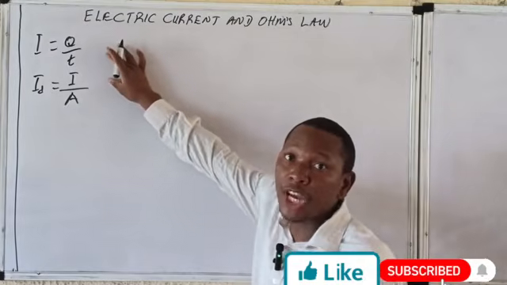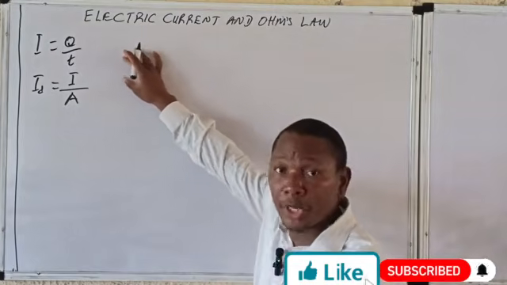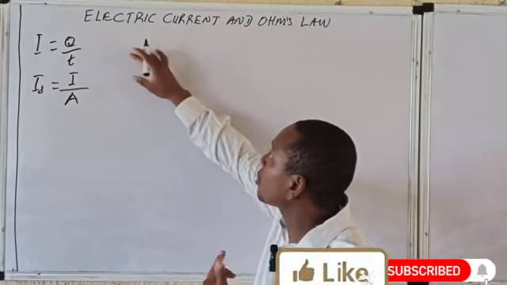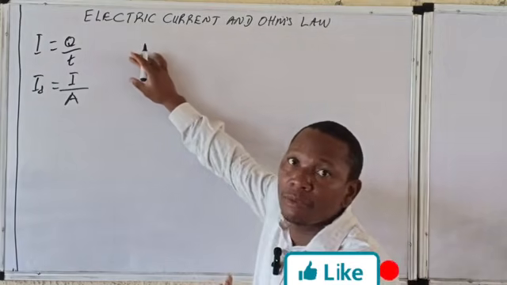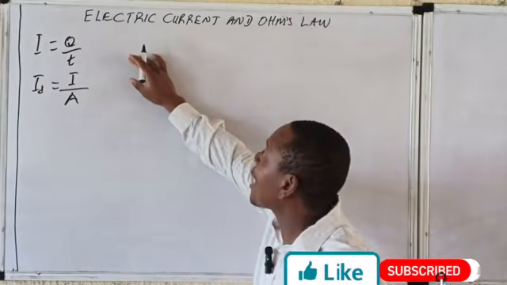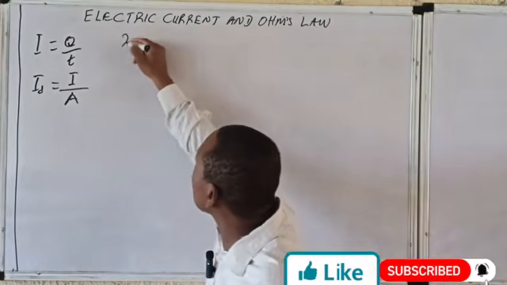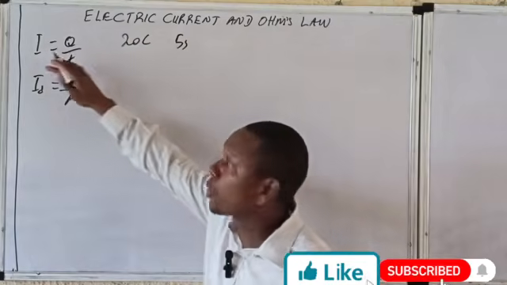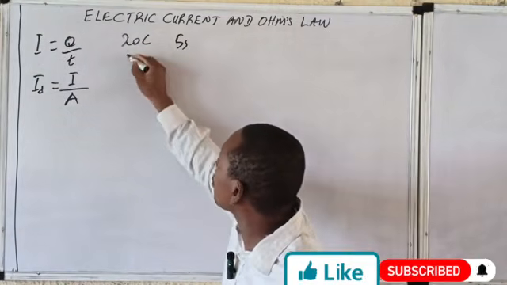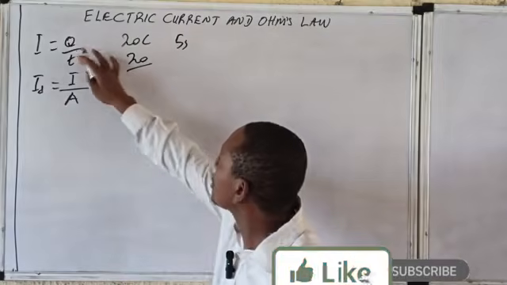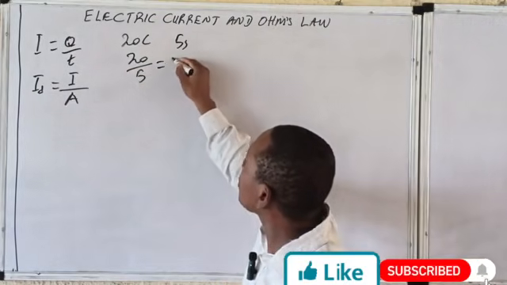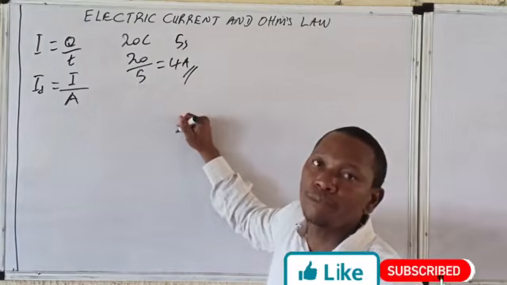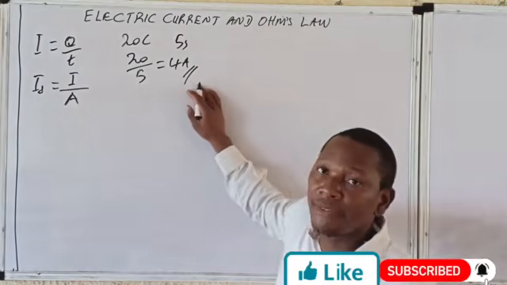Okay, another fact that you need to know, let me use this formula. Let's assume that a charge of 20 coulombs flows for 5 seconds. Calculate the electric current. It's simple. It's Q, which is 20, over t, which is 5. And what is the answer? 4 amperes. So this is the electric current. So it's a very simple idea.